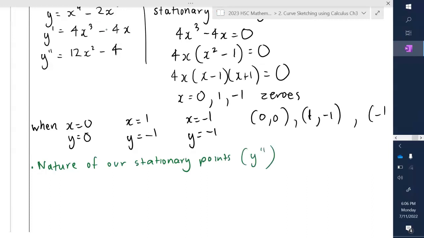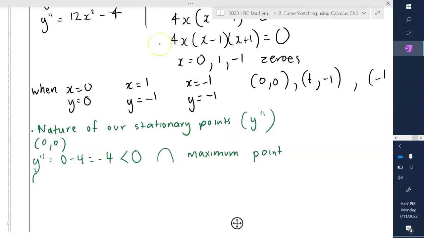Okay, so 0, 0 is our first one. So let's figure out what's happening to y double dash at 0, 0. So y double dash, or our second derivative, is 12x squared minus 4. Let's put 0 in there. We're going to have 12 times 0, which is 0, minus 4. We're going to have minus 4. So that is less than 0. What does that tell us? Our stationary point goes like that. So it is a maximum point.